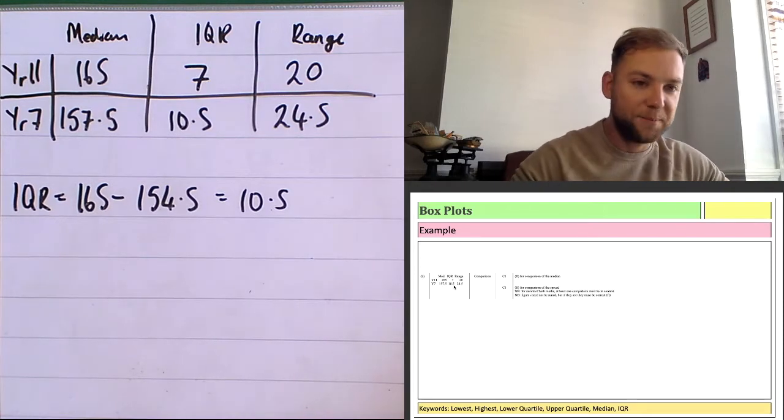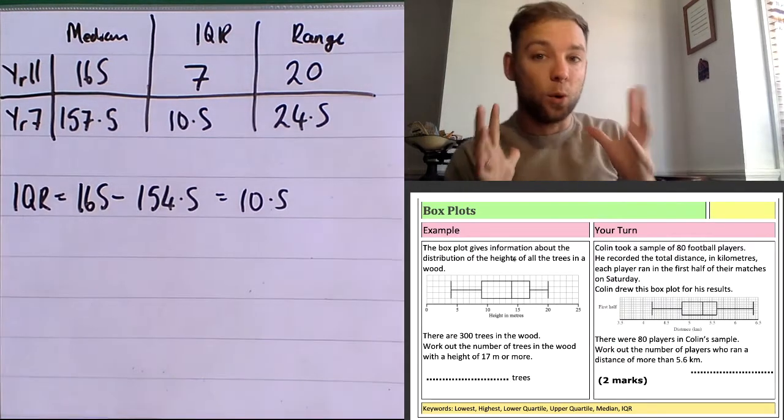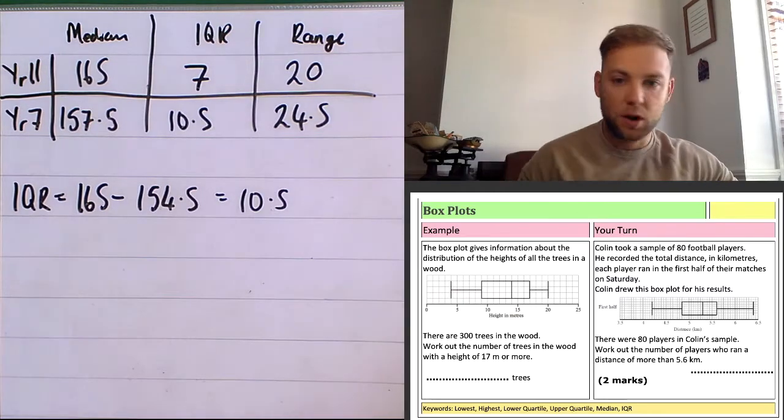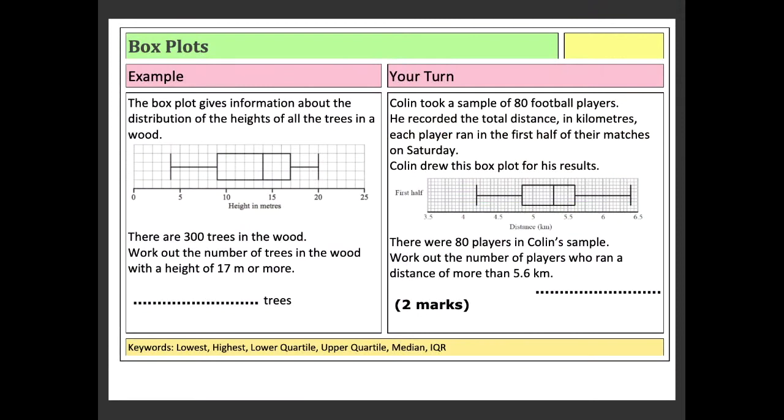Good. So there is one more type of question which I want to look at. Now this is the one that people always mess up because they forget one fact. So I'll make it big so you can see it because I do want you to get this one in your notes, or at least have a real think about it. Okay, so let's read it out together. The box plot gives information about the distribution of height of the trees in the woods. There are 300 trees in the woods. Work out the number of trees in the woods with a height of more than 17.